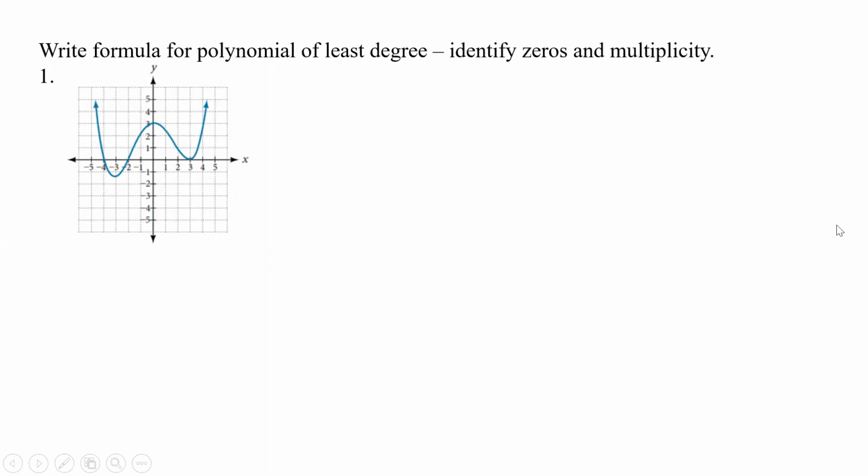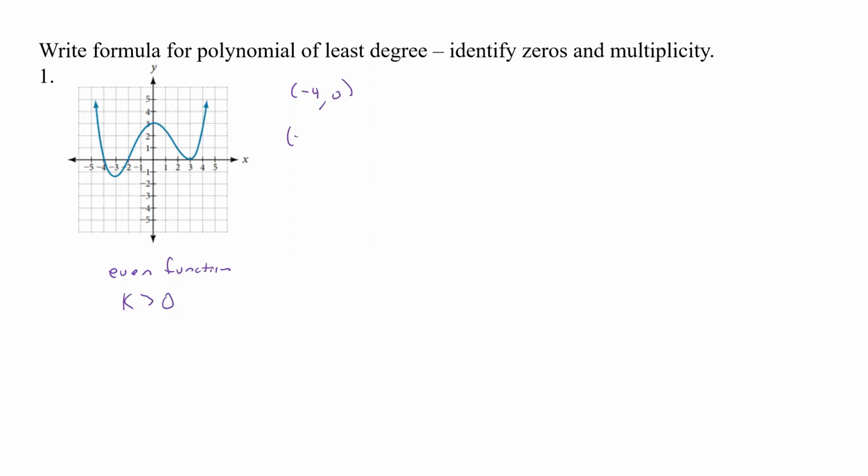All right, so we're supposed to write a formula for the polynomial of least degree, and identify the zeros and the multiplicity. So last time we had one that looked like this. It was an M instead of a W. So it's going to be probably something similar. We know it's going to be an even function, and it's going up, and so k is greater than 0. So now let's write our zeros. So it looks like a negative 4, 0.